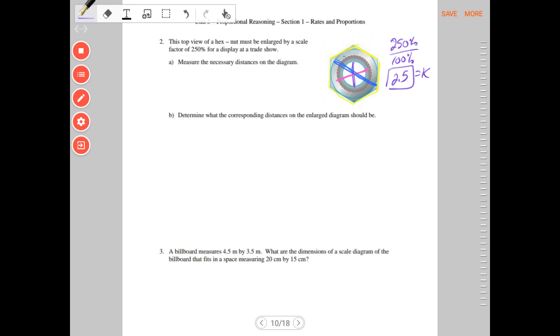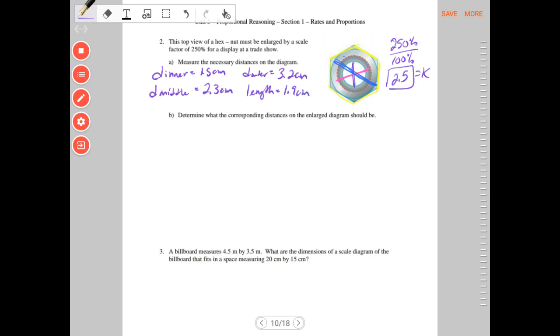All right, part B. I got my inner, so the diameter of the inner was 1.5 centimeters. The diameter of the middle I found to be 2.3 centimeters. The diameter of the outer worked out to be 3.2 centimeters. And the length of the hex nut, each side, was 1.9 centimeters.